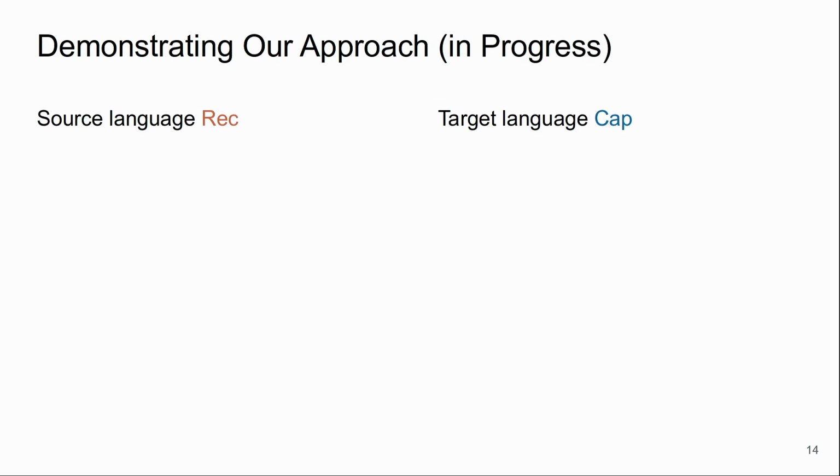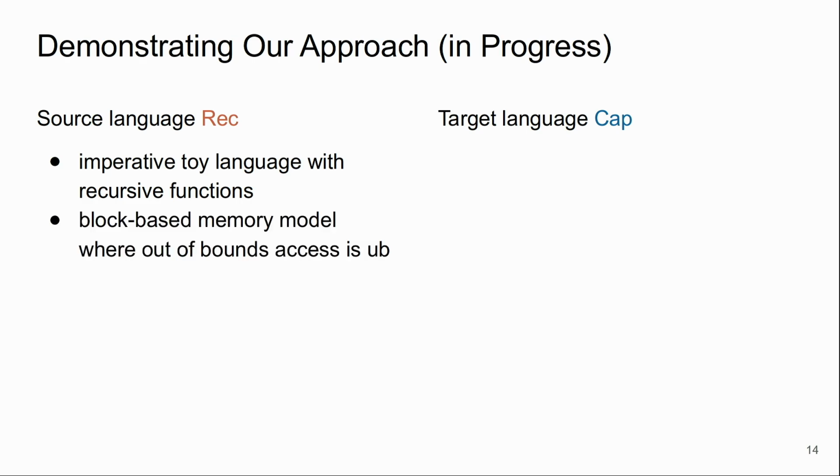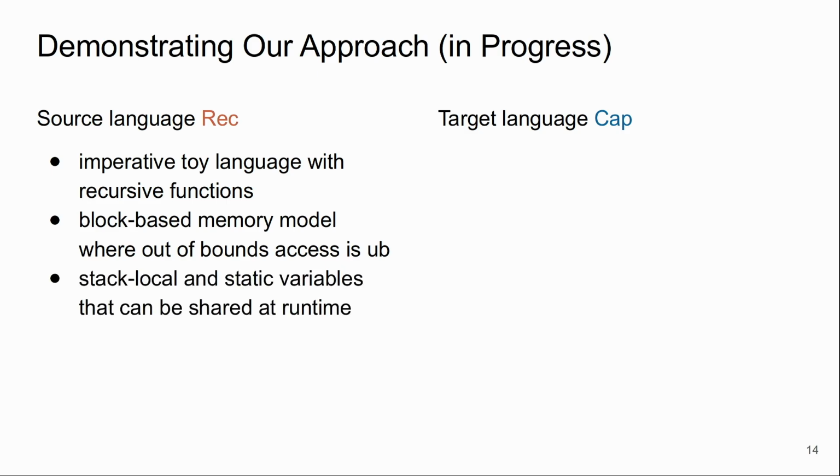We are currently working on demonstrating our semantic approach by verifying a compiler between two languages, Rec and Cap. The source language is an imperative toy language with recursive functions. It has a block-based memory model where out-of-bounds access is undefined behavior, as is, for example, common in C. And it has stack local and static variables that can be shared at runtime. The source events are call and return events.